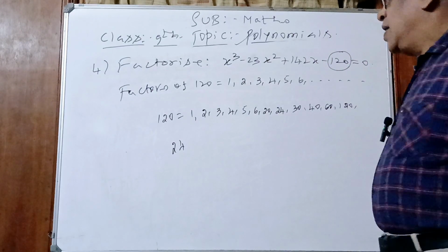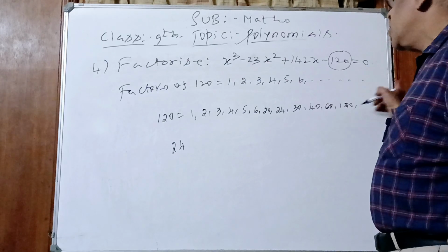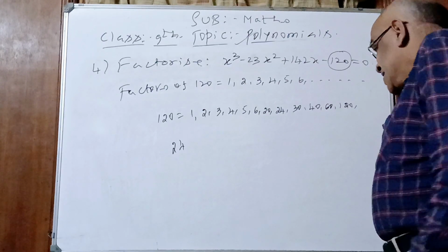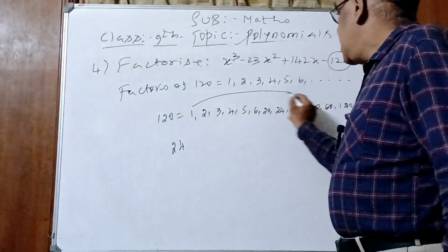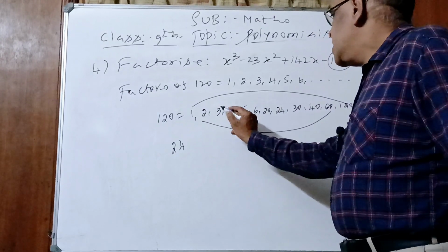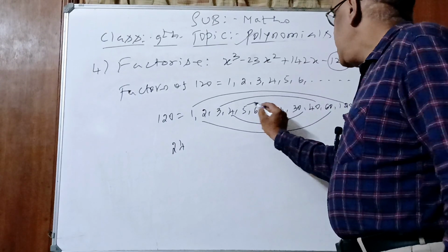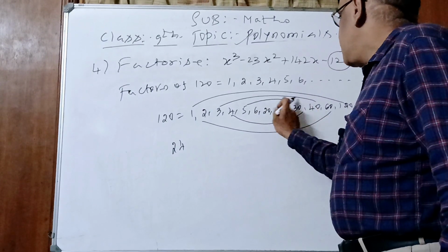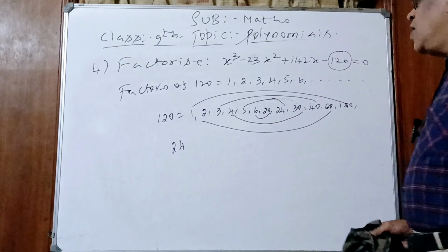20s are. Yes or no, children? I have taken 1, 2, 3, 4, 5, 6 and so on. See now, I found exact factors. How? By taking pairs. The factor pairs of 120 are 1 and 120, 2 and 60, 3 and 40, 4 and 30, 5 and 24, 6 and 20. Interesting or not, children?